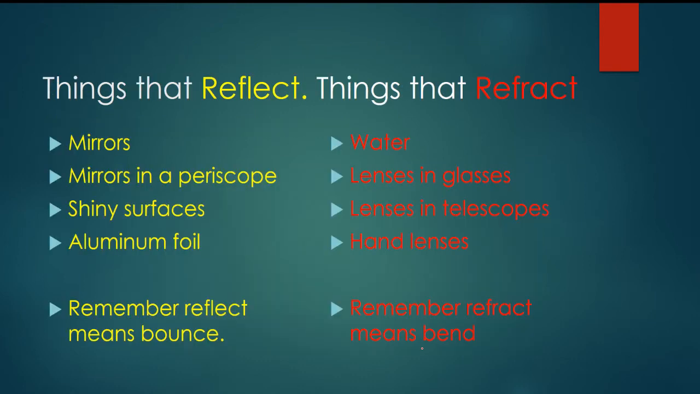And these are objects that reflect over here in yellow, which reflect means bounce, correct? So light bounces off mirrors, periscopes, shiny surfaces, aluminum foil. So remember, reflect means bounce. I've said it enough times. You ought to know it by now.